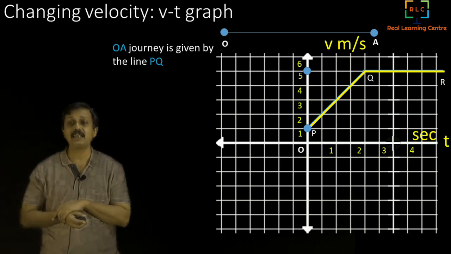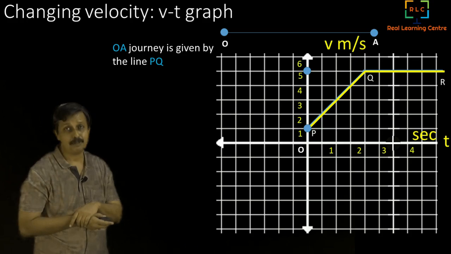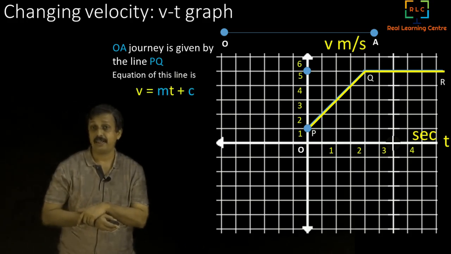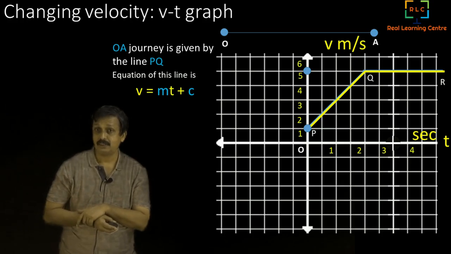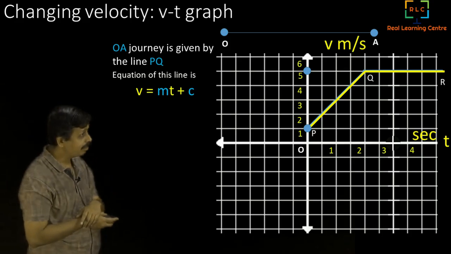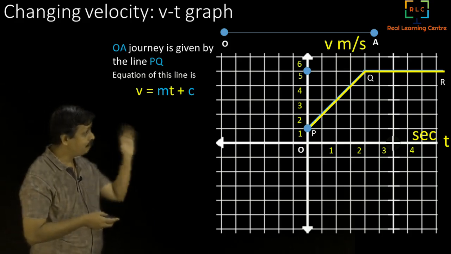Now the OA journey is actually given by the line PQ. Okay, the OA journey is given by line PQ. Now what happens to this line? We will write an equation for this line. Okay. This line is V = mt + C. So we are writing an equation of a line in a VT graph.